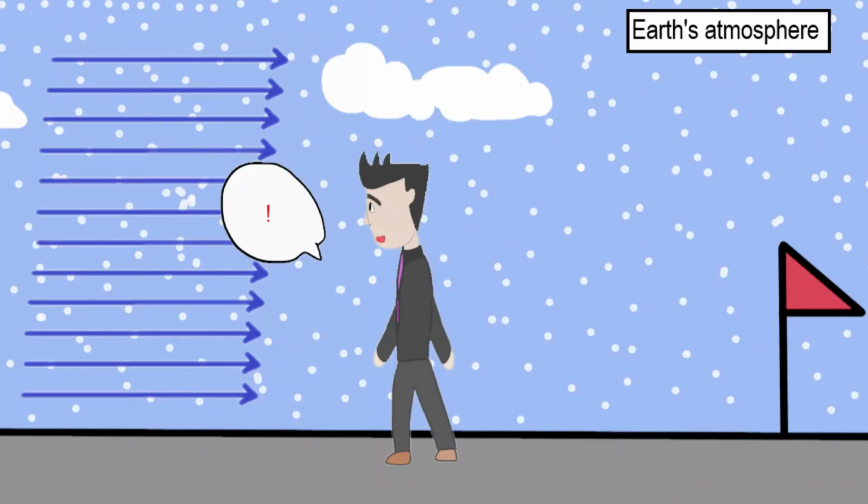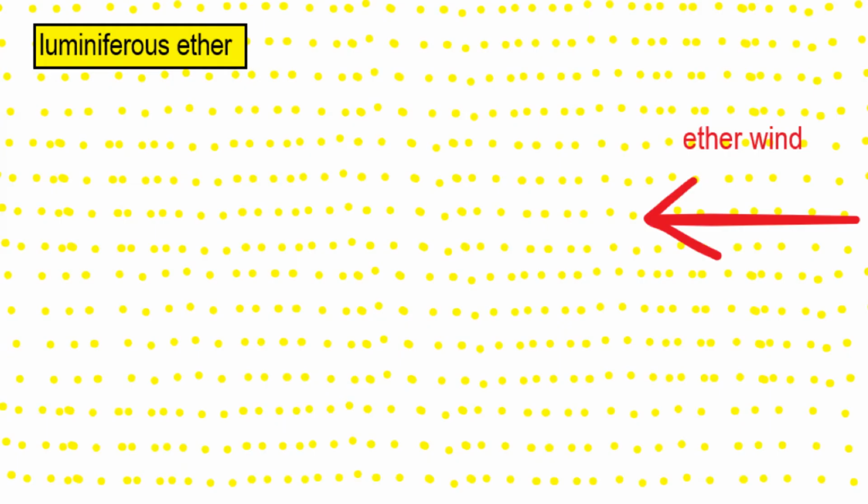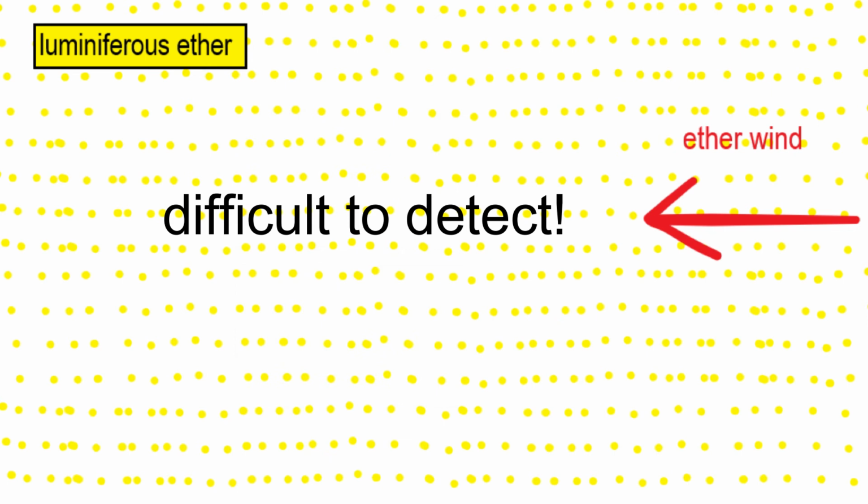That was the argument. Think about it like this. On a windy day, when you yell against the direction of the wind, your voice doesn't go very far at all. But when you yell with the wind, your voice goes really far. Same with light and the ether. If light were moving with the ether winds, it would travel faster as compared to if it were moving against the ether wind.